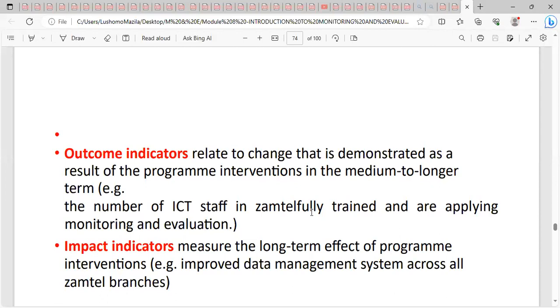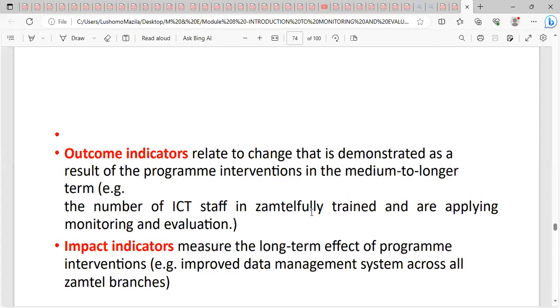So when we talk about the outcome indicators, we are relating these indicators to outcome, which is the fourth stage of the logic model, or the fourth level in the monitoring and evaluation process. Outcome indicators relate to change that is demonstrated as a result of the program intervention in the medium to longer term period. Just like how we define what outcome is: the long, short or medium term result, the change in the behavior, so to say.